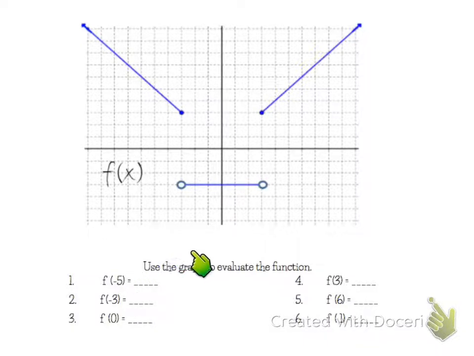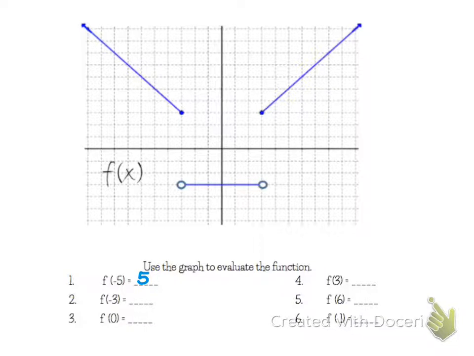So we're going to come over here and look up -5, and then we're going to read the number on the y-axis. That's basically all we're going to do throughout these 6 questions. So the first one is going to be equal to 5.